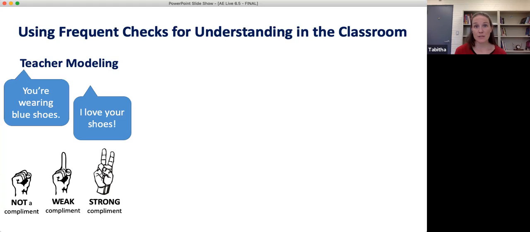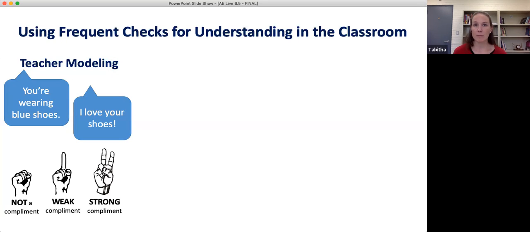This also gives students a chance to show their understanding when they're at the pre-verbal stage. So if they maybe aren't yet quite comfortable sharing a compliment themselves, they're still showing that they understand the teacher's examples through a nonverbal way. And that can be really helpful at the beginning of a lesson or when you're introducing something new.